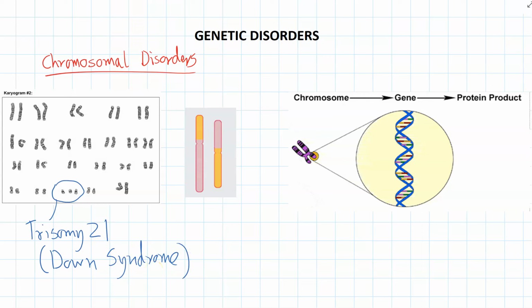And overall, all these disorders where you have the wrong number of chromosomes, maybe you've got an extra one like this person, maybe you've got one missing, these are all cases of aneuploidy, which just means having the wrong number of chromosomes.